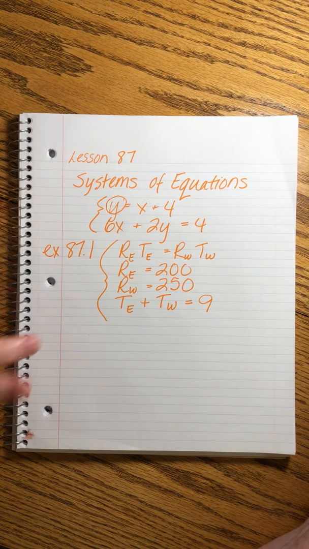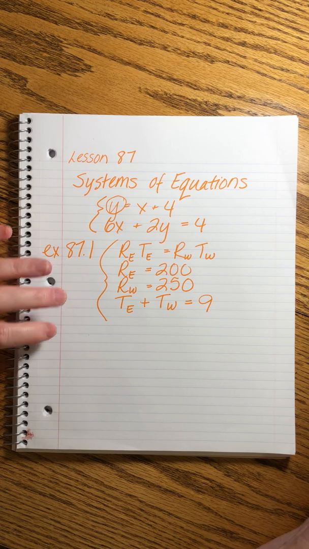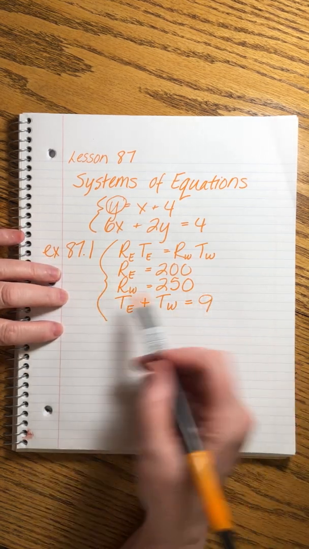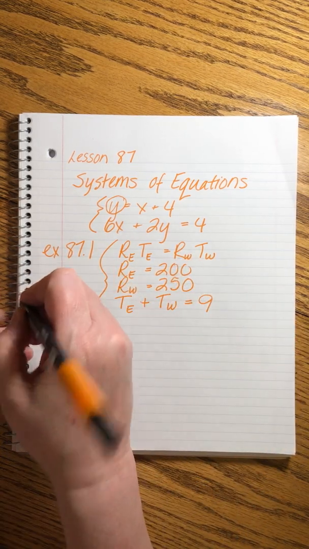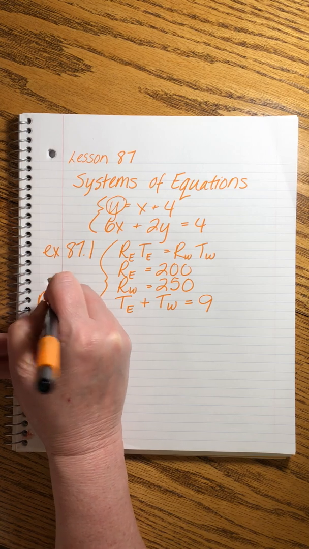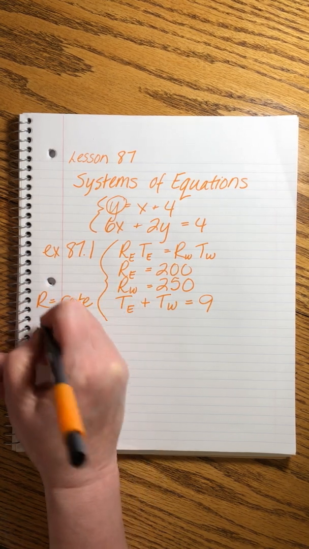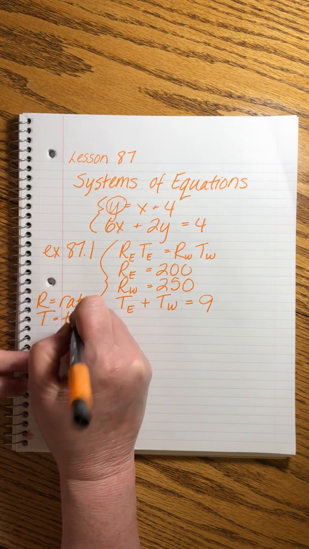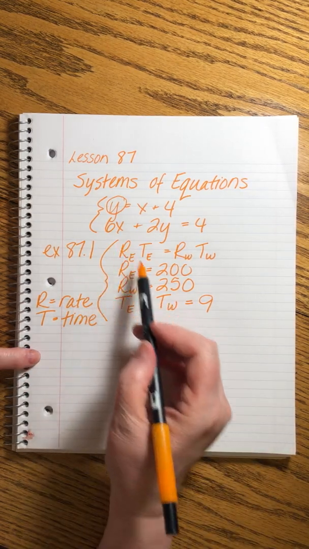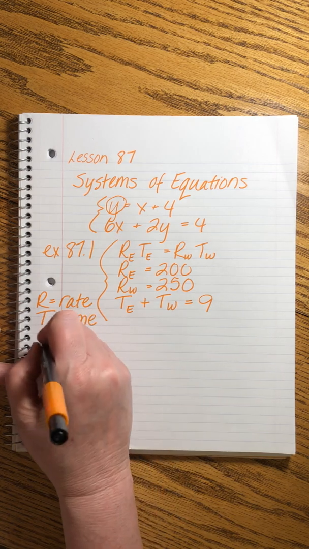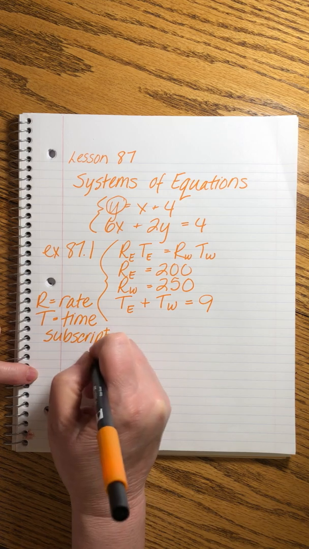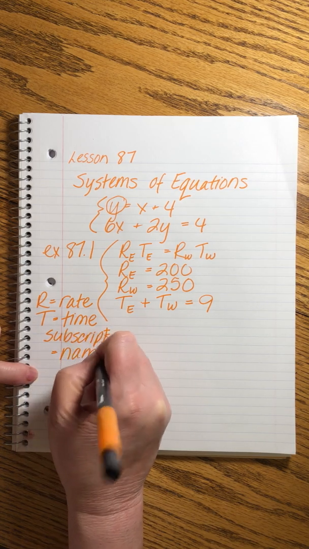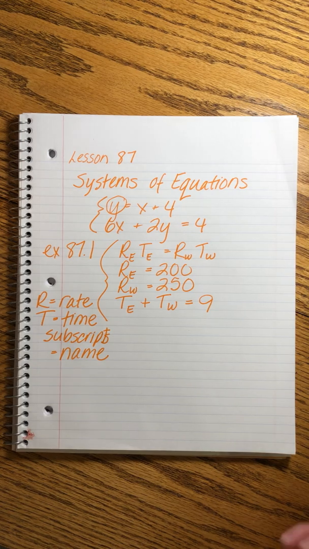Okay, let me give you just a little bit of information. Later we will be working word problems with all of these, and then the words will make more sense. The R and the T, the R stands for rate, and the T stands for time, and the subscripts, these little letters down at the bottom, they equal names. These will be stories about people taking trips, maybe, you know, Elsie and Wilbur.